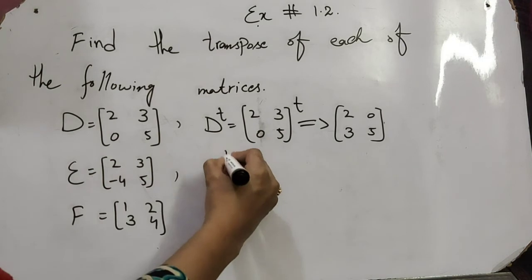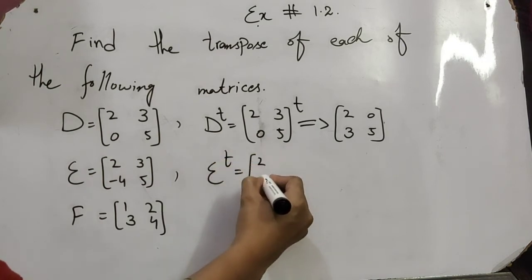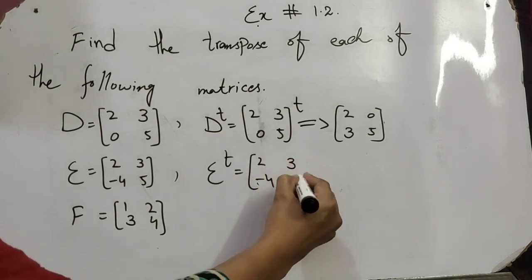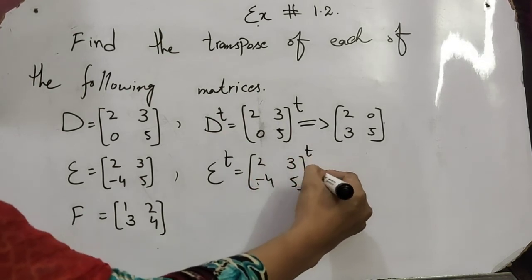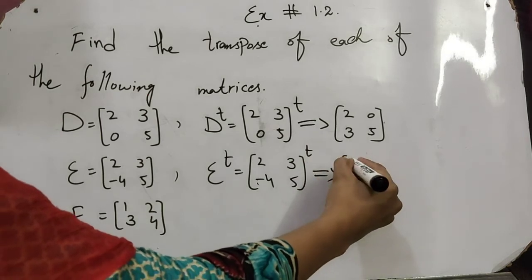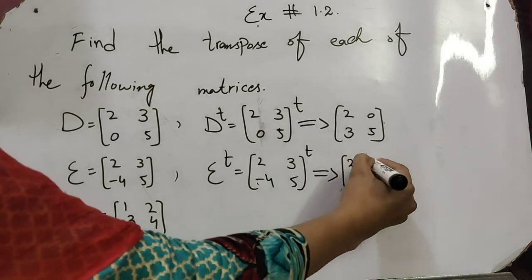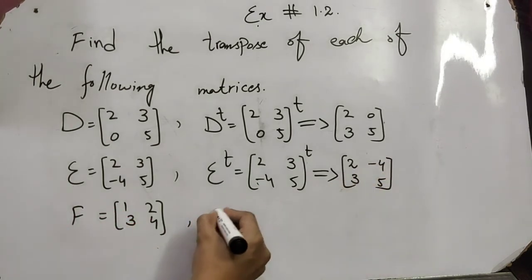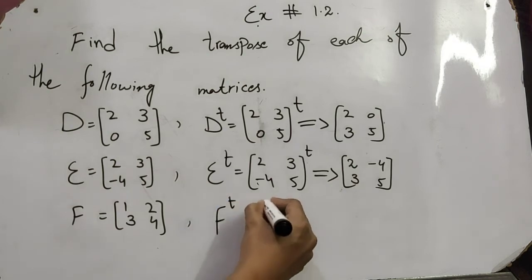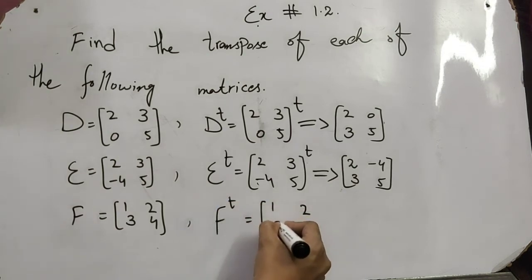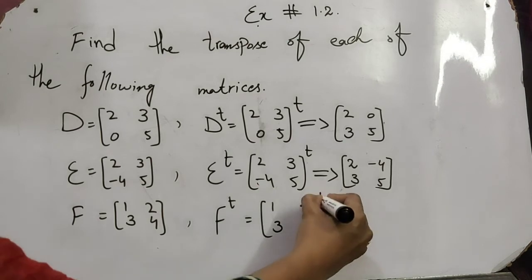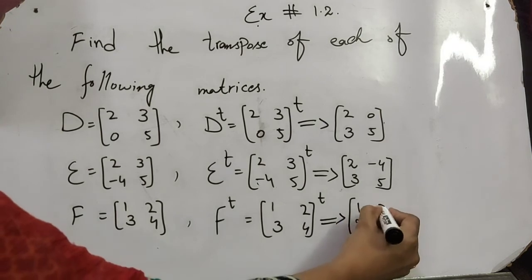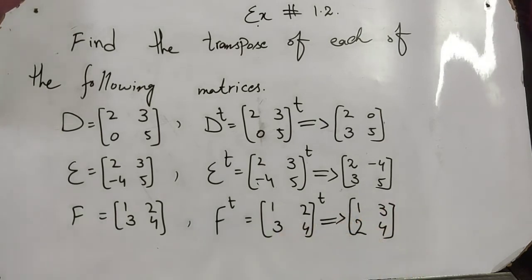So E transpose will be equal to 2, minus 4, 3 and 5 transpose, which implies that its transpose will be equal to 2, 3, minus 4 and 5. So F transpose will be equal to 1, 2, 3 and 4 transpose, which equals 1, 2, 3 and 4.